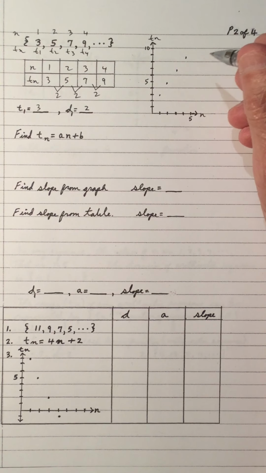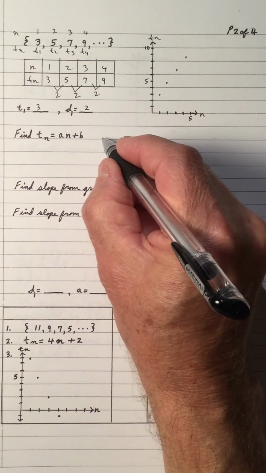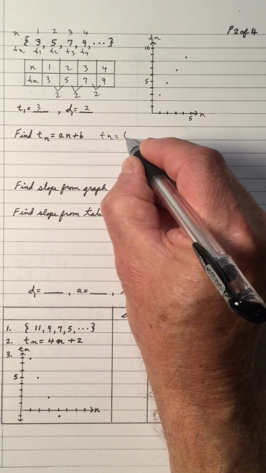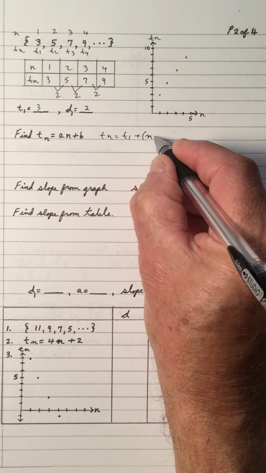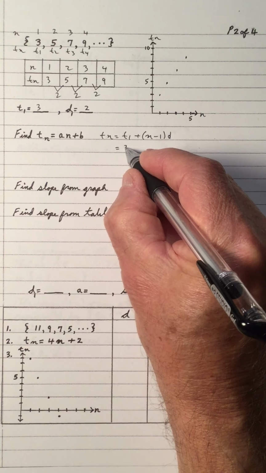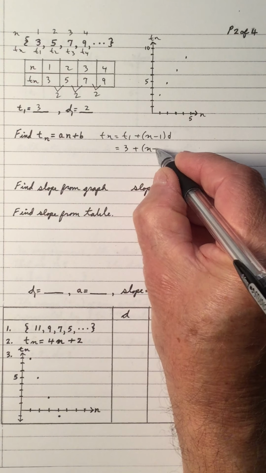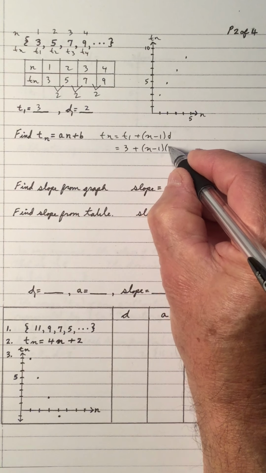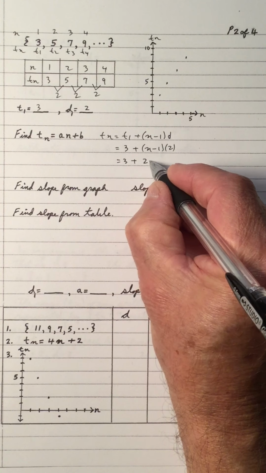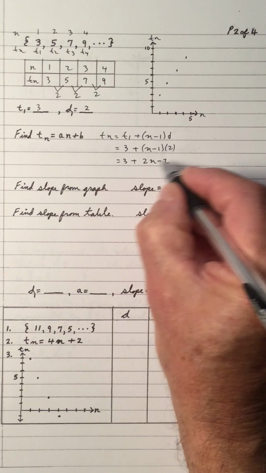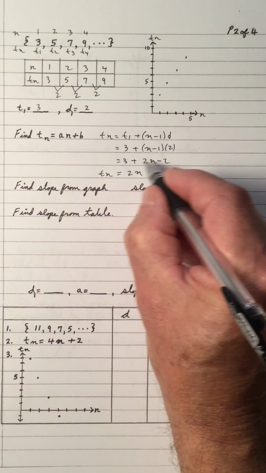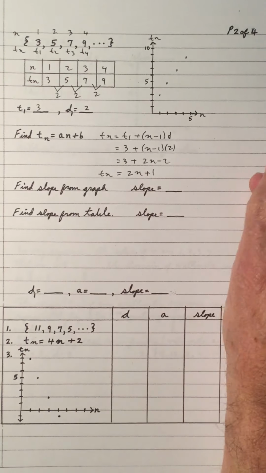So we want to find the equation. We'll write down that Tn equals T1 plus n minus 1 times d. So T1 is 3, n minus 1, and the difference is 2. So 2 times n is 2n, and 2 times negative 1 is negative 2. So Tn is 2n, and 3 minus 2 is 1.